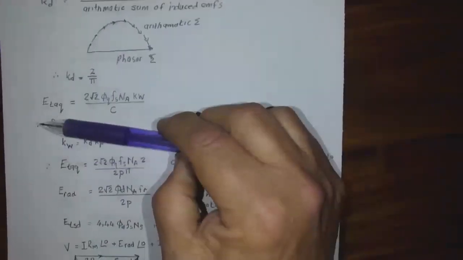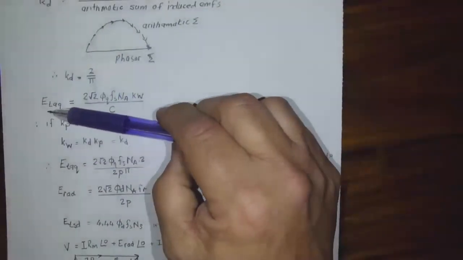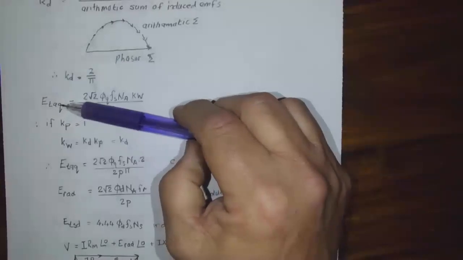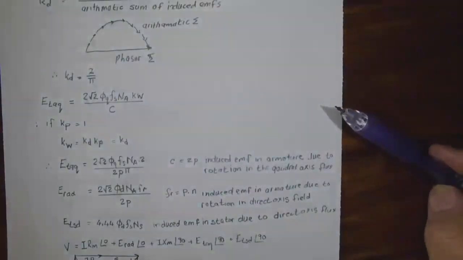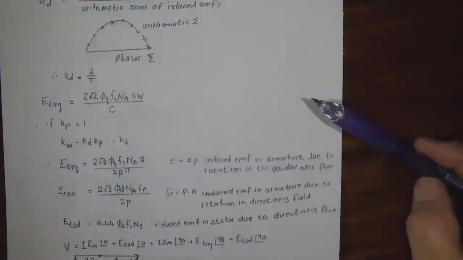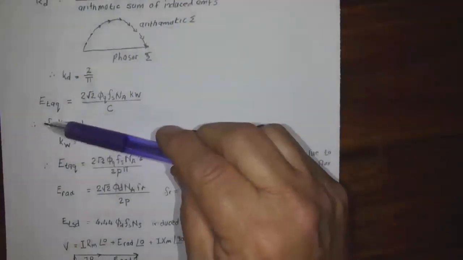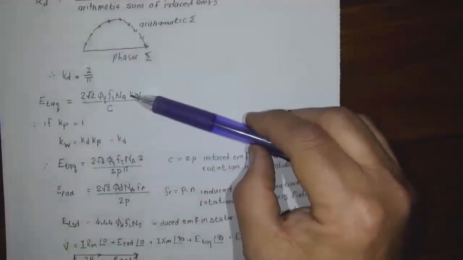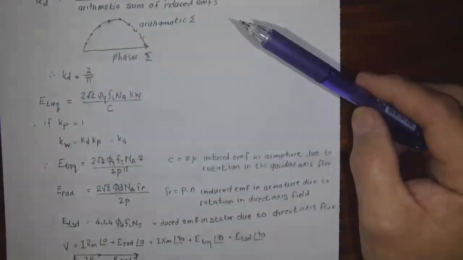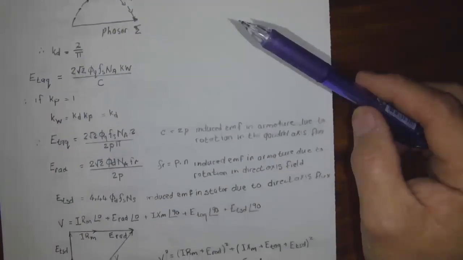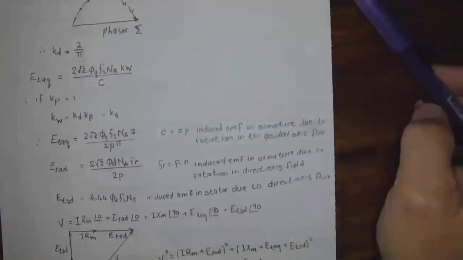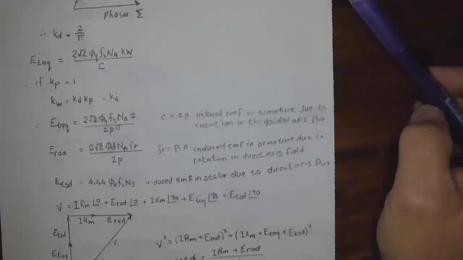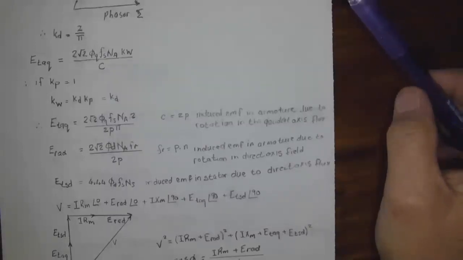And E_TAQ, in other words, the transformer induced EMF due to the quadrature flux in the armature, is 2 square root 2 times phi_Q Fs Na Kw over C. So if Kp is equal to 1, then we have Kw equal to Kp Kd, and that is then equal to Kd.